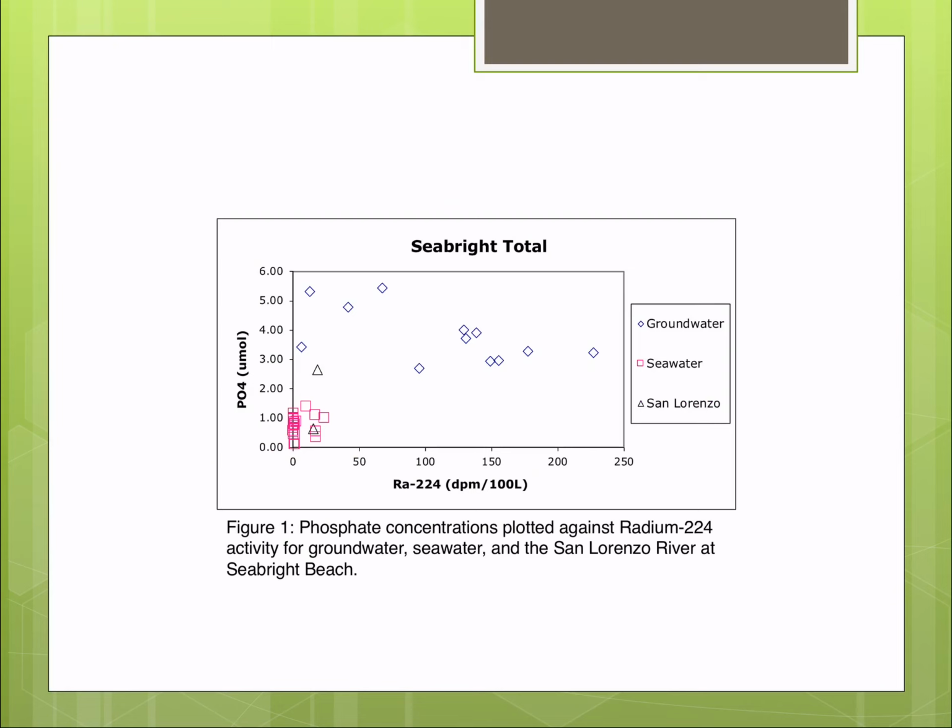Also, now we have a figure caption below it. So you see this figure 1, and we can see that this is radium concentration or activity for different water types at this specific beach, which is actually a beach in California.